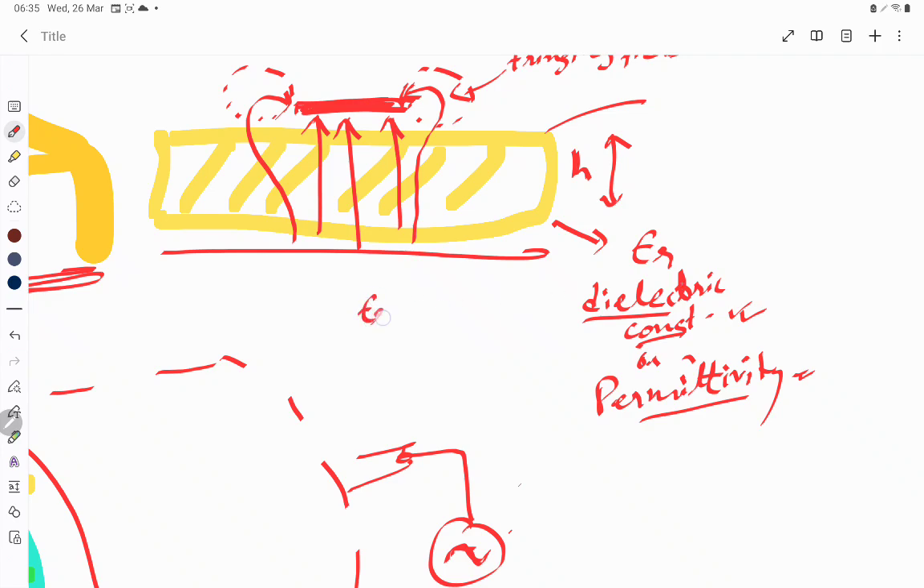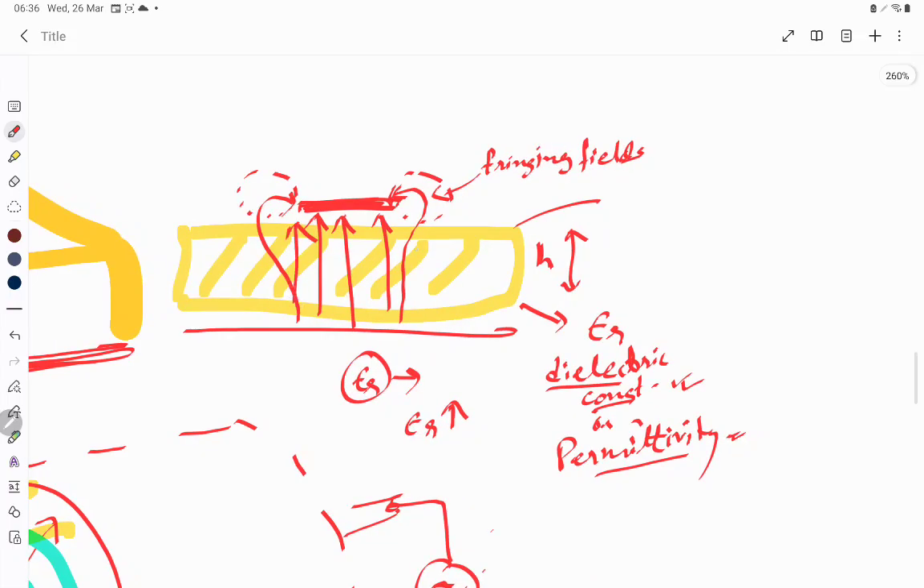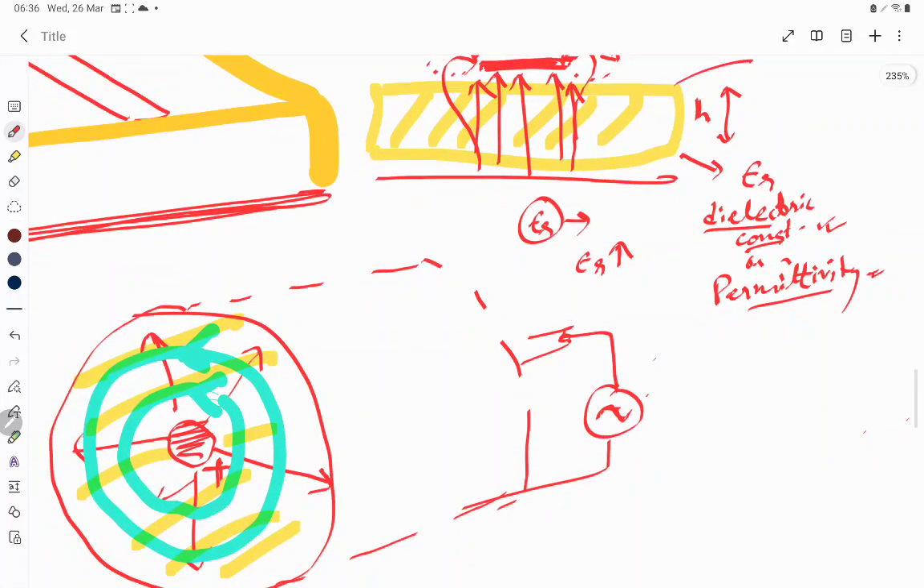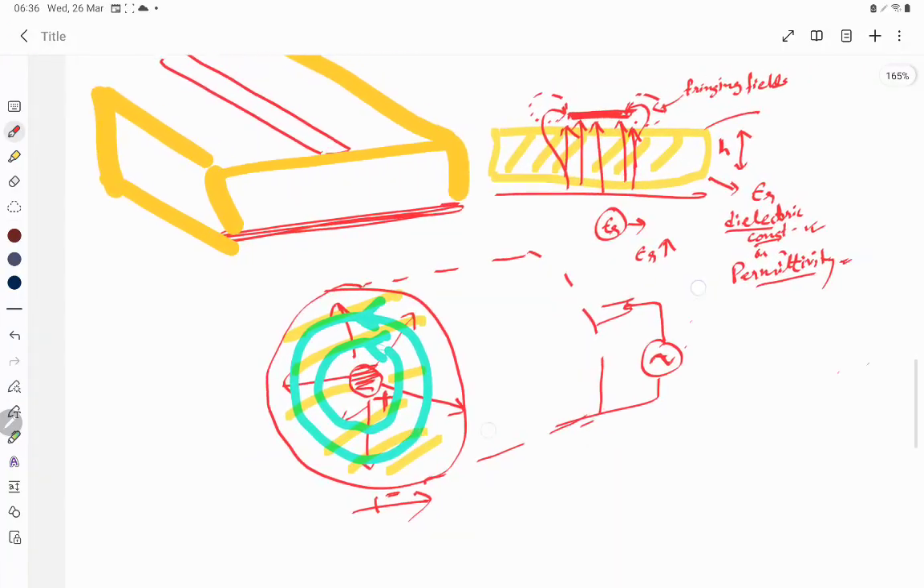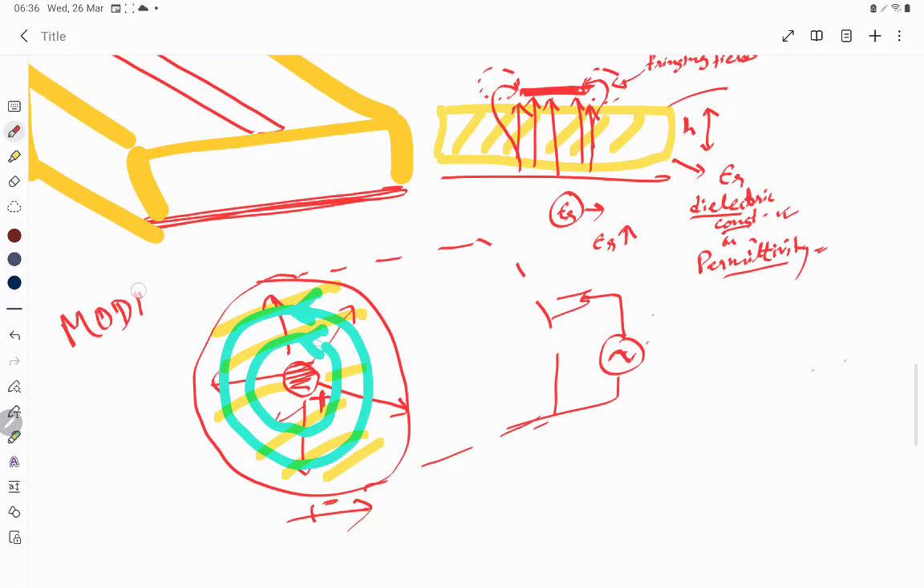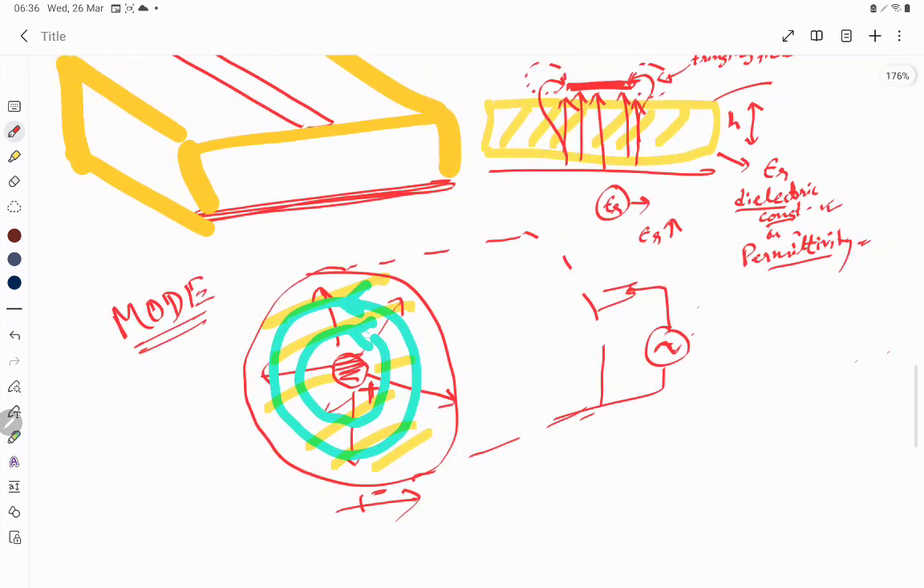Mostly it is defined as epsilon r, which is a relative dielectric constant, and it's a measure of how much more electric field a particular dielectric can contain with respect to air or vacuum. So if your epsilon r is very high, it may so happen your fringing fields are very less, because most of the electric fields are then contained inside this one. Now we talk about a particular term called mode in transmission lines. So mode is basically a representation of how the fields are oriented inside the transmission line while the signal is propagating.